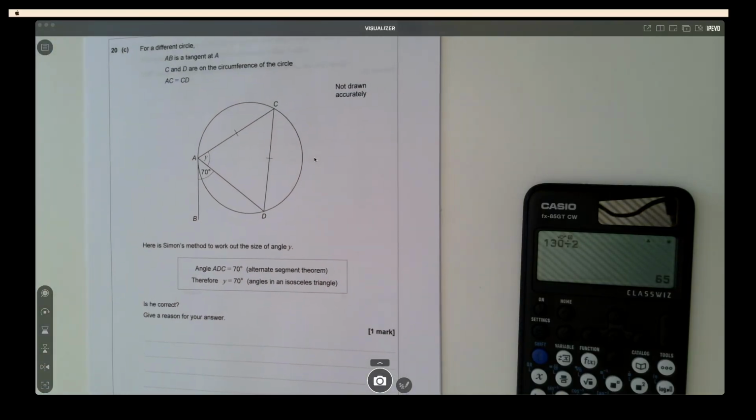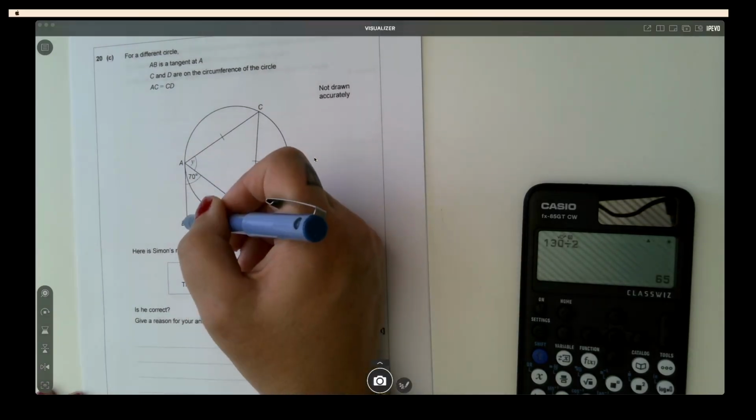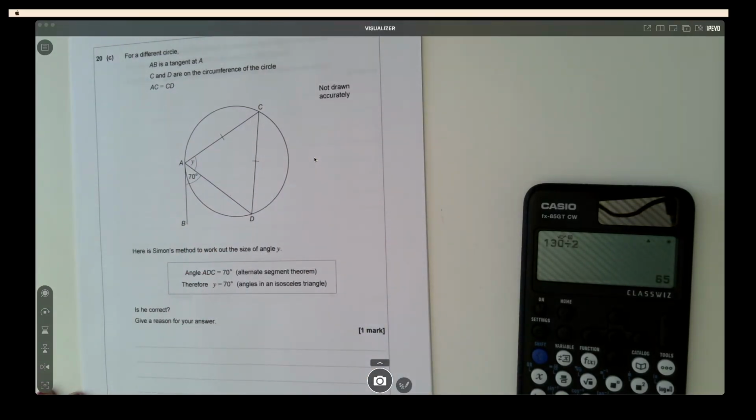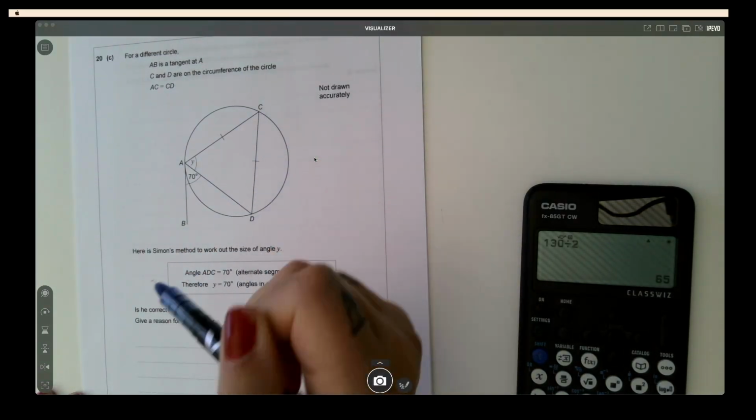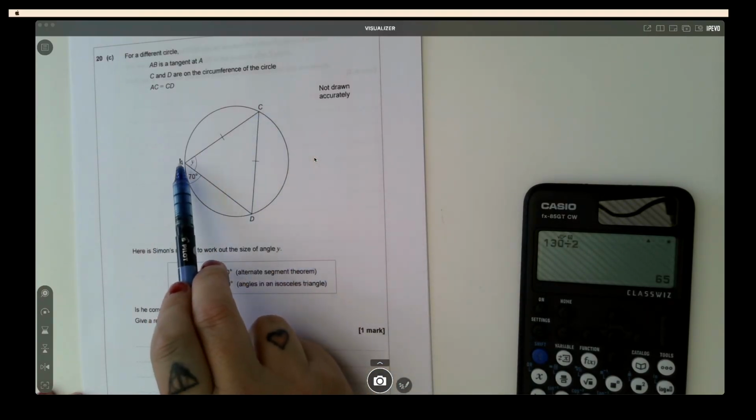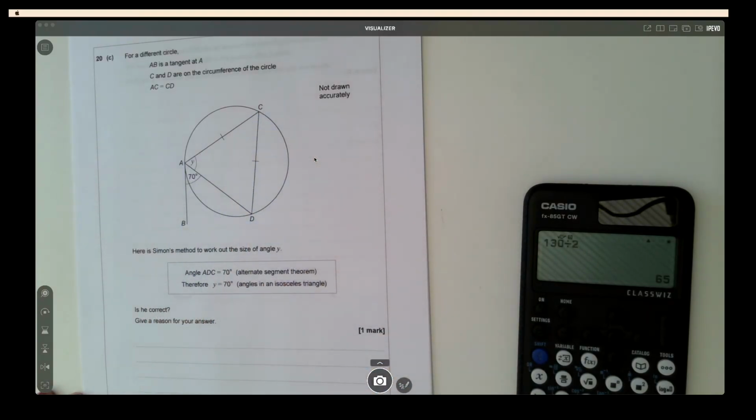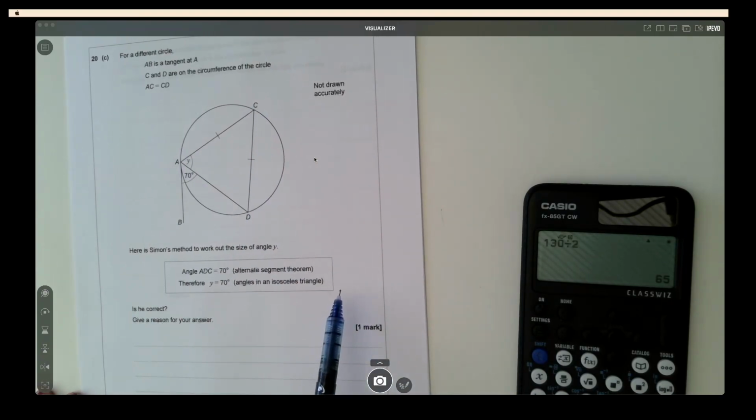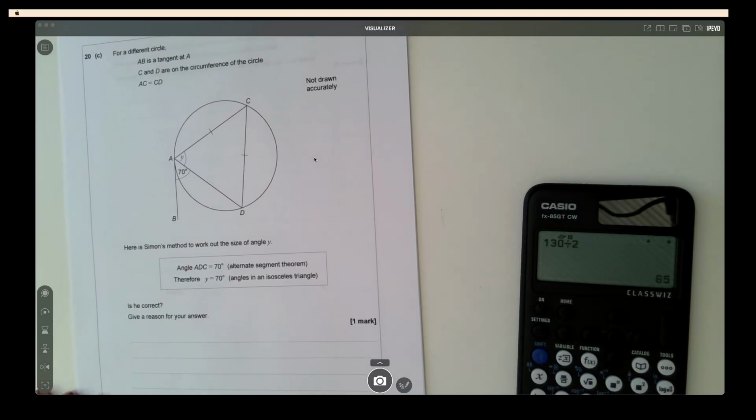20c. For a different circle, AB is a tangent at A. C and D are on the circumference of the circle, and AC is equal to CD. Here is Simon's method to work out the size of angle Y. He says that angle ADC equals 70 degrees for the alternate segment theorem. Therefore, Y equals 70 degrees because of angles in an isosceles triangle. Is he correct? And give a reason for your answer.